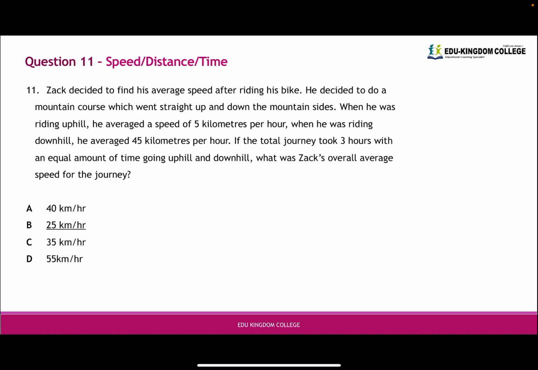Question 11. Long question. So Zach decides to go up a mountain and then back down a different course on the same mountain, obviously. So on the way up, he averages 5 kilometers per hour. On the way down, he averages 45 kilometers per hour. Okay, basically he rides for 3 hours: he goes up for 1.5 hours, comes down for 1.5 hours. So we're going to calculate the distance first. If he goes up for an hour and a half, he travels 7.5 kilometers.